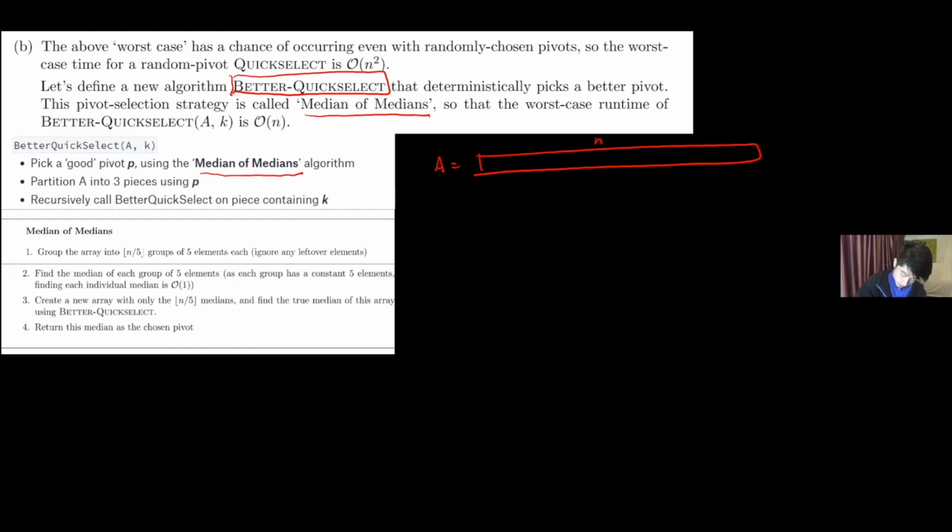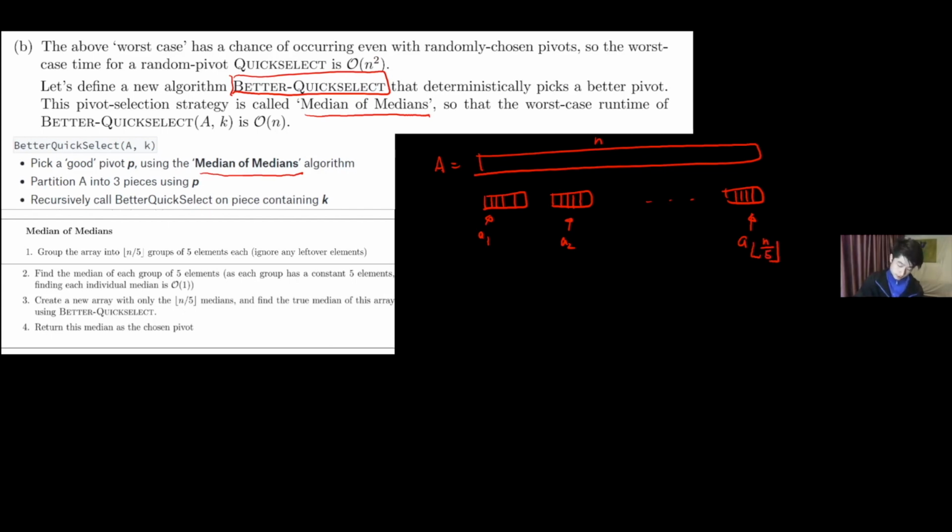step 1 is we group the array into 5 element groups. 4, 34, blah, blah, blah, 4. Okay, so I'm just going to call this array A1, A2, up to A n over 5.